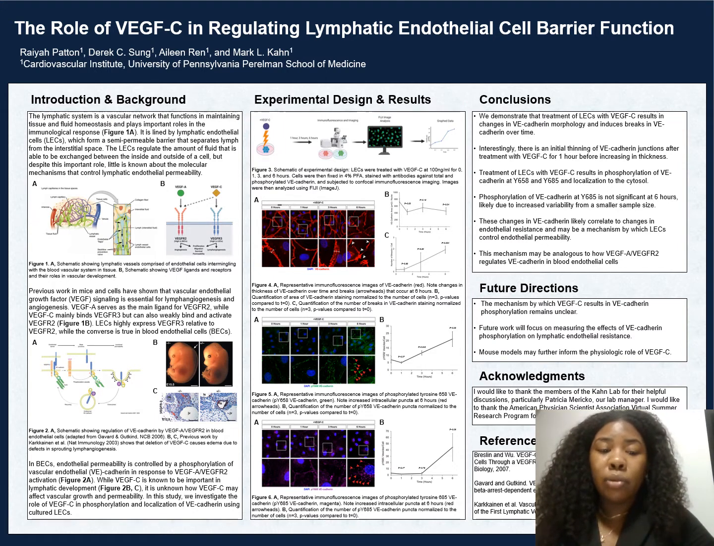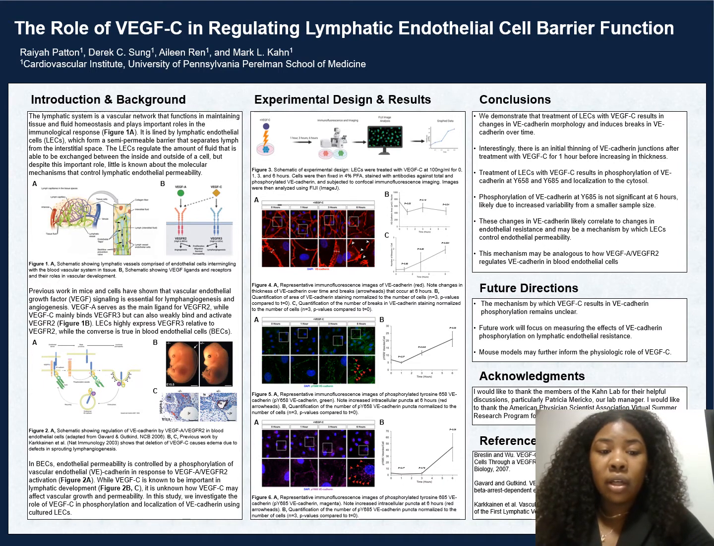Next, if we look at Figure 1, Schematic A, here we see lymphatic vessels, and as we discussed before, they are composed of lymphatic endothelium. Here, these lymphatic vessels are intermingling with the blood vascular network. Next, if we look at Image B, here we see VEGF ligands and their respective receptors.